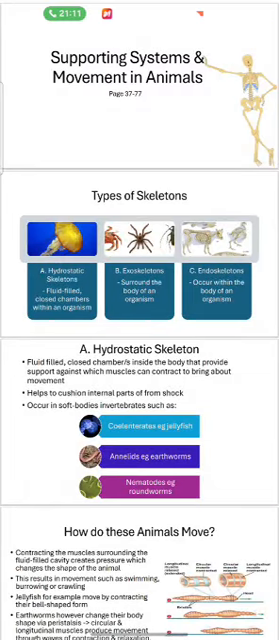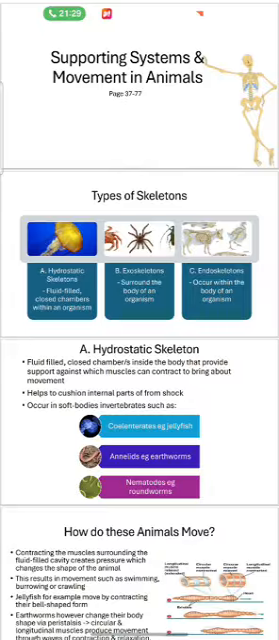Alright, supporting systems and movement in animals, types of skeletons. There's hydrostatic skeletons, exoskeletons, and endoskeletons. Hydrostatic skeletons are fluid-filled, closed chambers within an organism. Exoskeletons surround the body of an organism. Endoskeletons occur within the body of an organism.